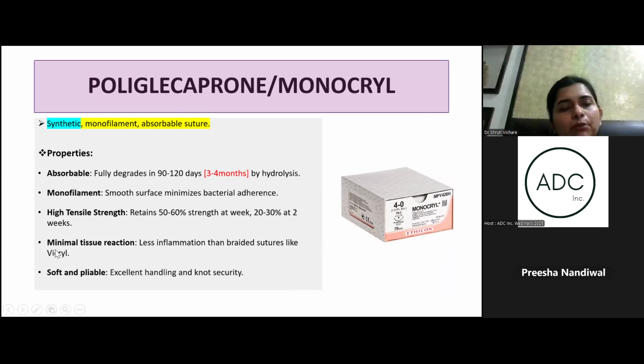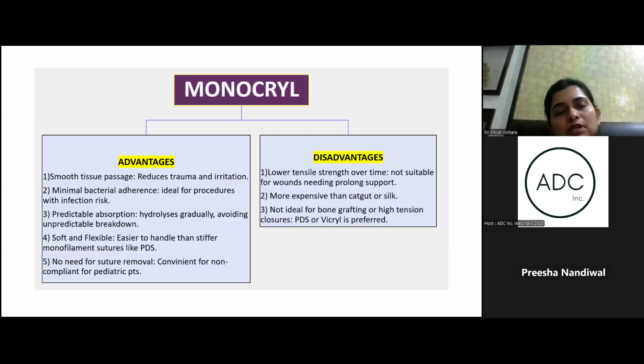Minimal tissue reaction because again it is a synthetic suture and it is very soft and pliable. The handling because it is pliable is good. Also because it is monofilament, multiple knots have to be tied, right? So advantages: smooth tissue passage, minimal bacterial adherence, predictable absorption, very soft and flexible, and there is no need for suture removal, right?